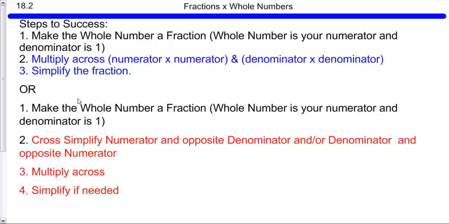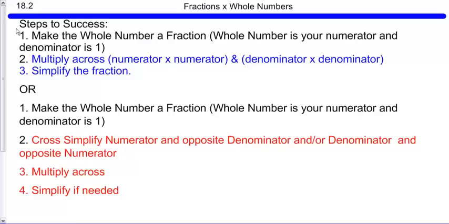Or we could do it this way. Make the whole number a fraction. The whole number is your numerator and the denominator is 1. Cross simplify the numerator and the opposite denominator, and/or the denominator and the opposite numerator. Then we multiply across and simplify if needed.